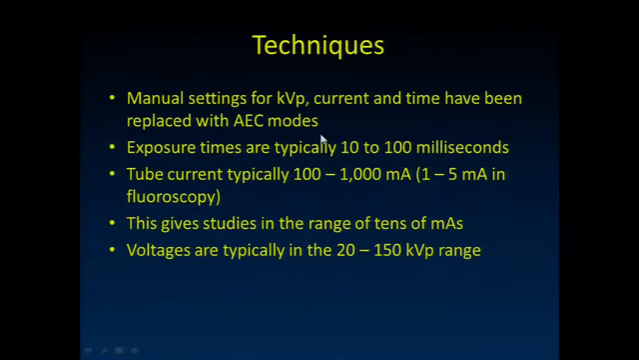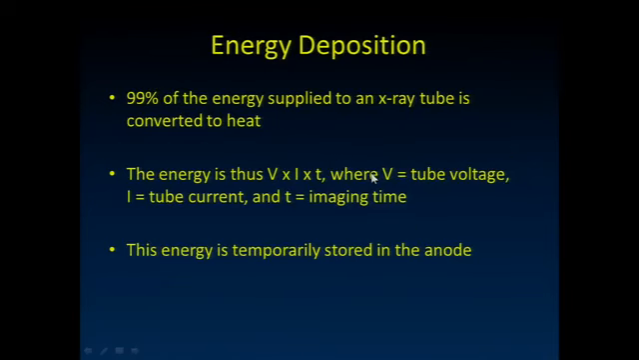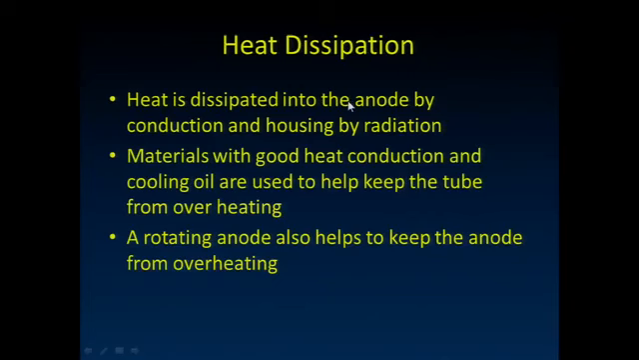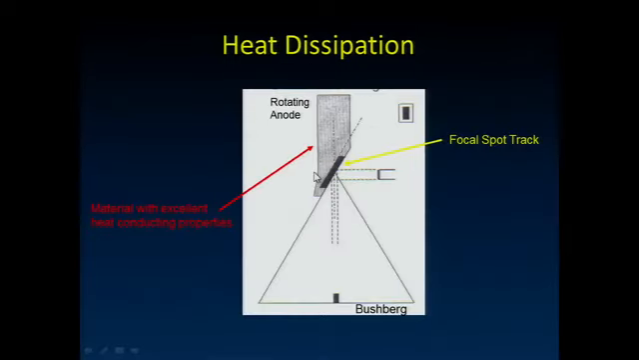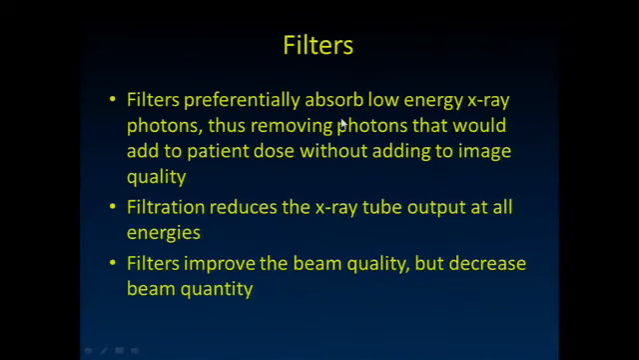This talks about some of the techniques that we use, kind of different values that we use for some of those. We deposit an awful lot of energy in that X-ray tube, a tremendous amount of energy here, which is why we rotate an anode. We make it out of something like tungsten. We try to coat it in some oil to help dissipate that heat and prevent it from being destroyed.